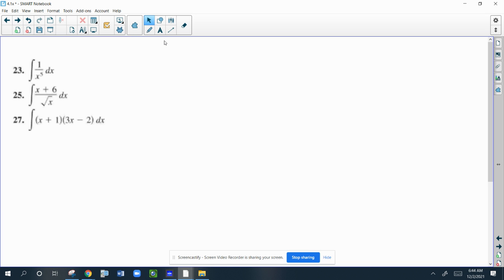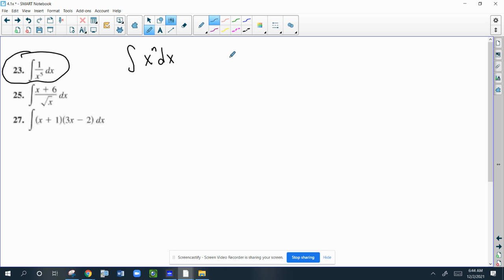So let's look at 23 first. 23 is not in the form that we can integrate, because again, we have to be in this form to integrate anything. So when you look at 23, you do have to use rules of exponents to make 1 over x to the fifth into x to the negative fifth. Now we're in the correct form. So now this is easy to integrate.